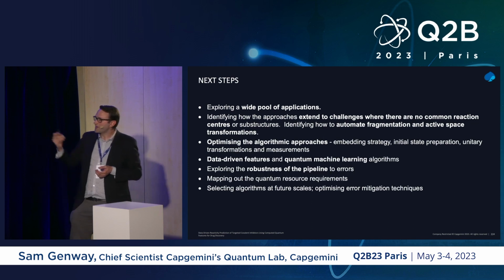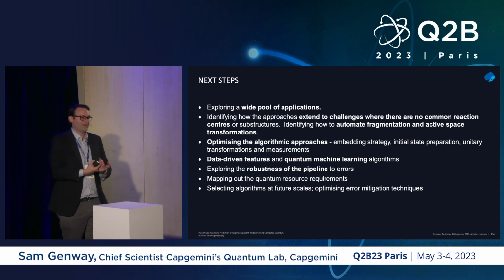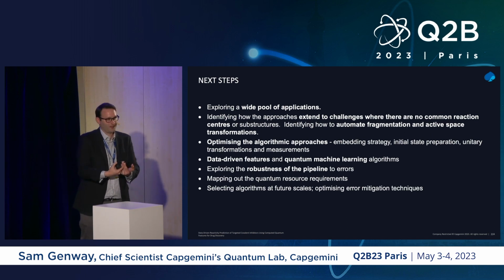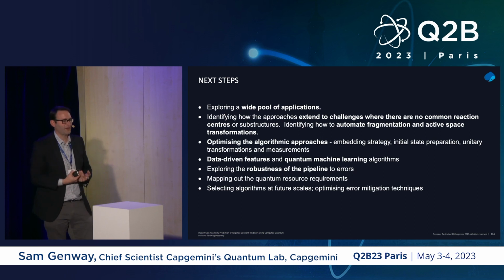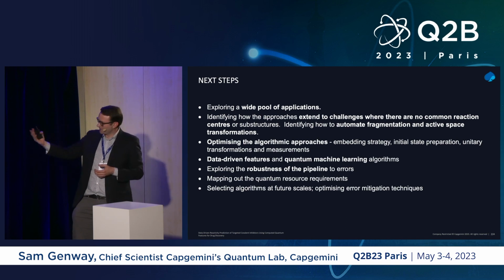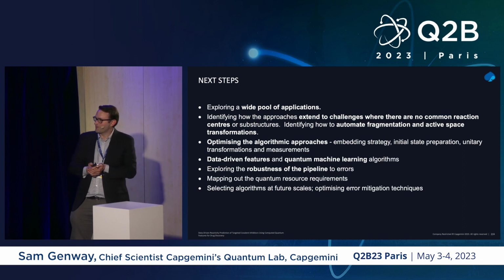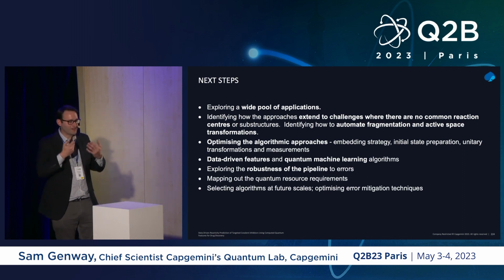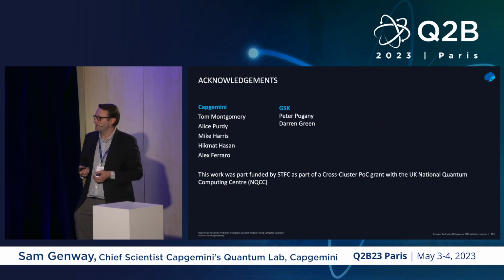One of the things that we're looking at now already is selecting the measurements based on the data, so data-driven measurements at the end of the circuit, and this is a step towards QML as part of the overall pipeline. We've played with this already in toy problems. We have some work looking at the robustness. We want to map out quantum resource requirements in a little bit more detail. So there are several areas to build on the work that we've already done.